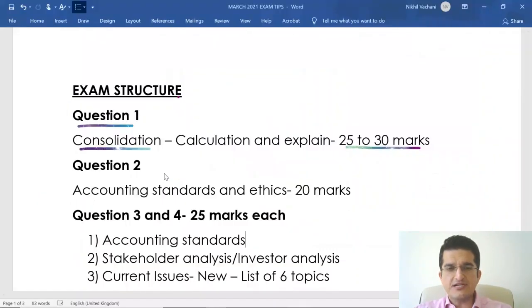Your second question is on accounting standards and ethics, which is very, very good. Why very good? Because students tend to like this ethics bit. Well, some of my students, I've seen, I need to remind them of the 5 ethical principles. But nevertheless, on the whole, I'm sure you guys are aware.